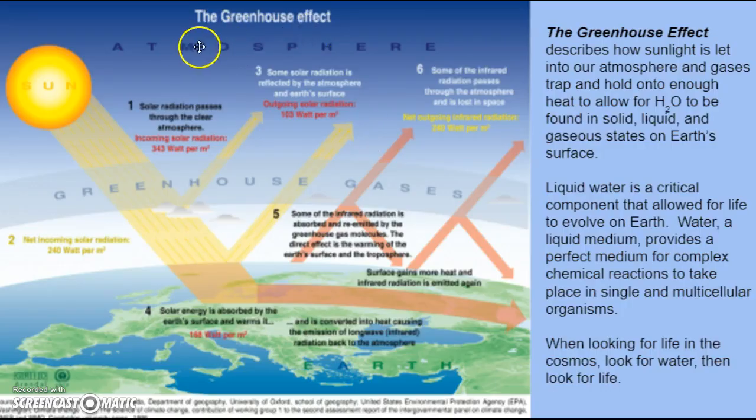So let's look at what's happening with our atmosphere. We have to identify what the greenhouse effect is. This is describing how sunlight is let into our atmosphere and gases trap and hold on to enough heat to allow for water to be found in a solid, liquid, and gaseous state on our surface.